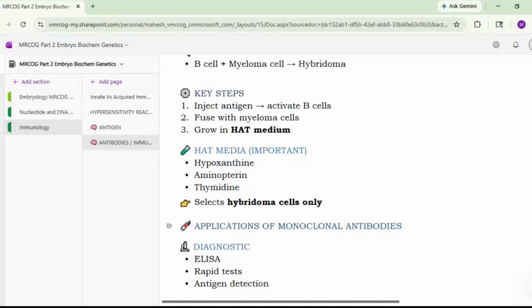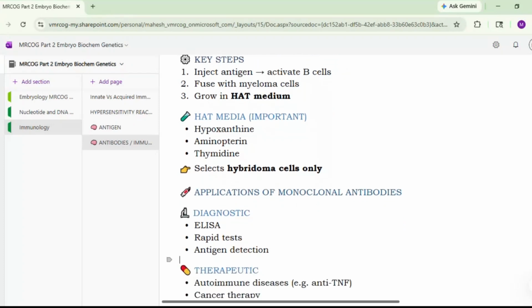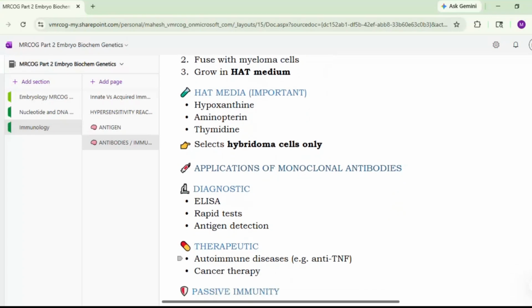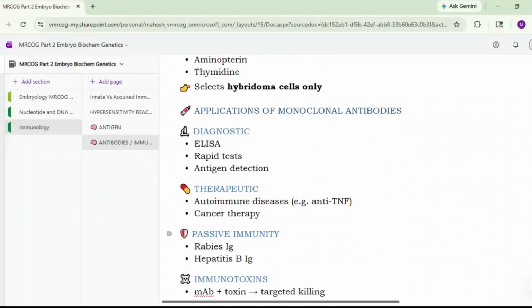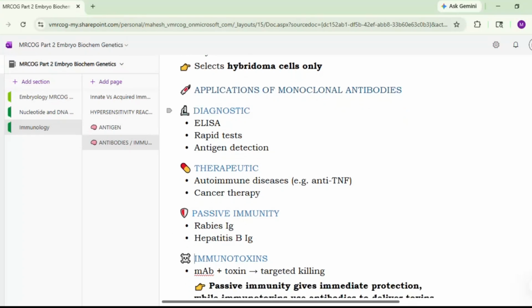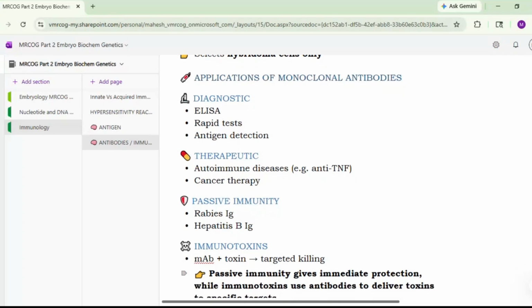Okay, so applications of the monoclonal antibodies: one is in diagnosis, where it is used in ELISA, rapid tests, and antigen detection. It is also used in autoimmune diseases like anti-TNF. Then it is used in cancer therapy. Then passive therapy: Rh immunoglobulin and hepatitis B immunoglobulins can be produced via monoclonal antibodies. Then it is also used for immunotoxin. This immunotoxin leads to targeted killing, so it will kill only targeted cells.